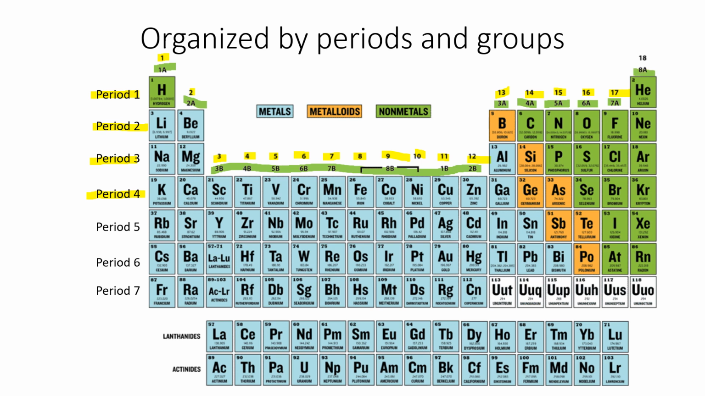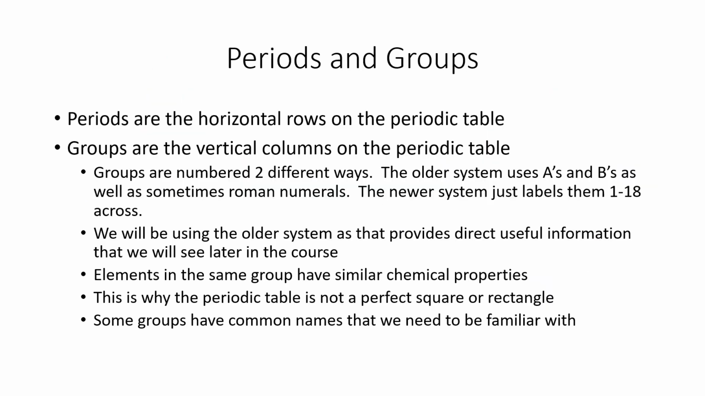So we're going to be using the older system that uses the A's and the B's, and we'll see why later on in the course. Using the older system gives you direct information right away that you're going to find useful without having to do anything else. That's why almost everyone still uses the older system as opposed to the new system. So as we talked about, periods are the horizontal rows on the periodic table. Groups are the vertical columns. What you may sometimes hear is the older term for groups: sometimes they're still called families. And that's going to be a very important way of thinking about it.